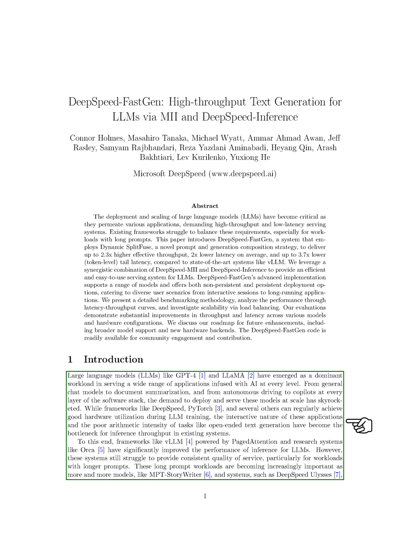While tools like DeepSpeed and PyTorch can help optimize the training of these models, we've noticed that the interactive nature of many applications and the complexity of tasks like open-ended text generation can slow down the system. To address this, we've seen improvements in performance with frameworks like vLLM and research systems like Orca. But there's still a challenge in maintaining a consistent quality of service, especially when dealing with longer prompts. As more models and systems, like MPT Storywriter and DeepSpeed Ulysses, are designed to handle larger context windows, understanding how to efficiently process and generate text becomes crucial.